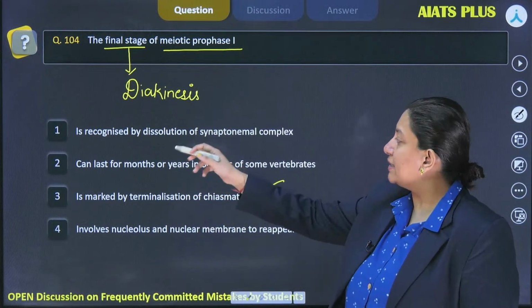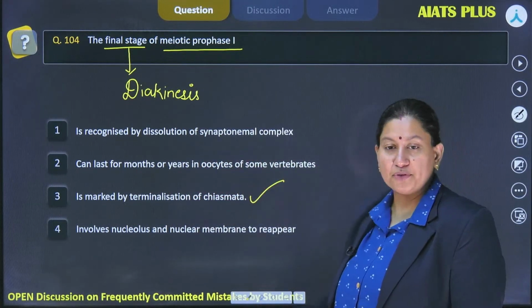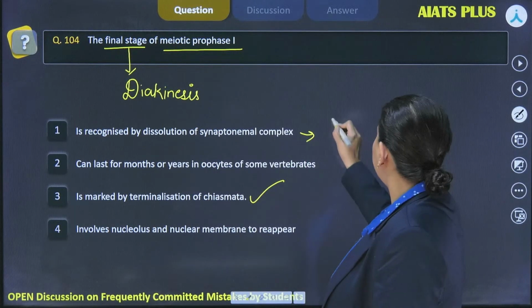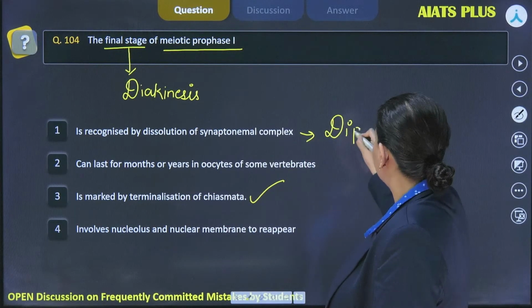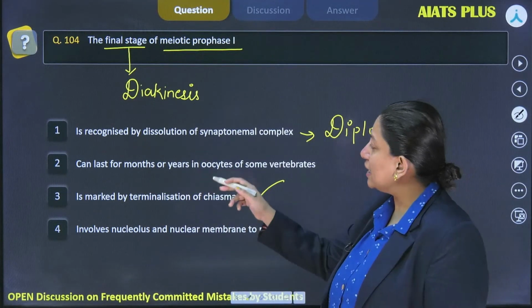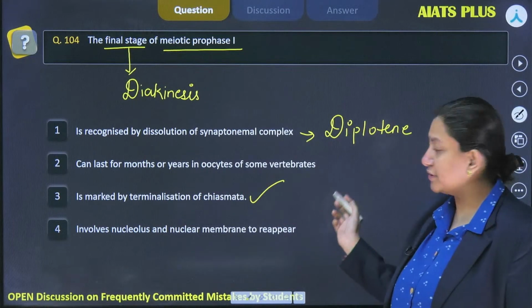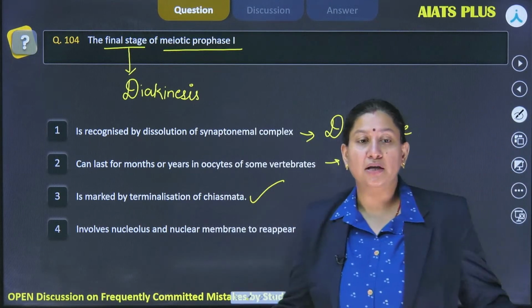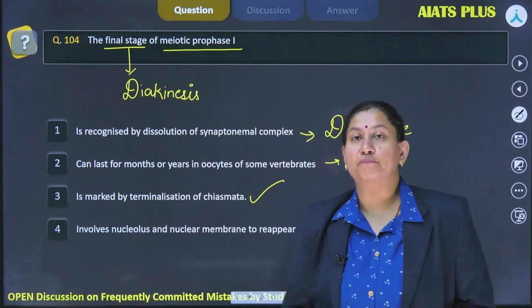The first one is recognized by dissolution of synaptonemal complex. This is going to be happening in the diplotene phase. That's why it's incorrect. Second one is saying can last for months or years in oocytes of some vertebrates. Again talking about diplotene. That's why it's one of the longest substages of prophase 1.